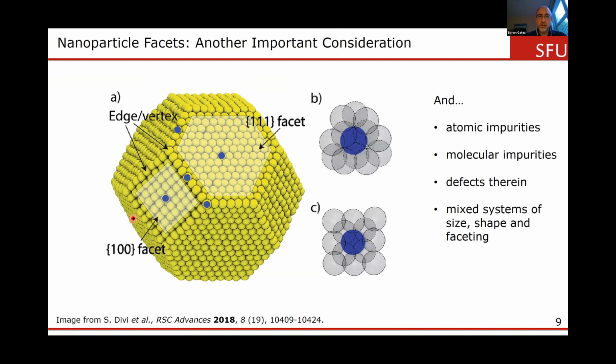And so when dealing with faceting, each of the different facets can have a unique packing of molecules. I'm not going to go into the details therein, but the edge sites can also present another type of packing or another type of defect. And so really the surfaces of nanomaterials can be quite diverse when you get down to the atomic scale.